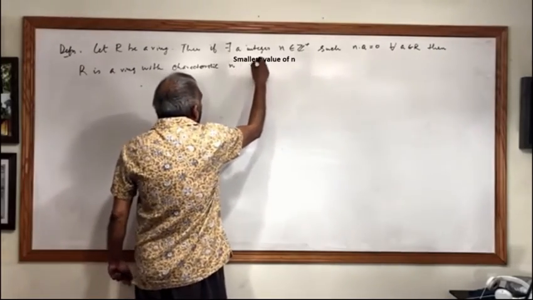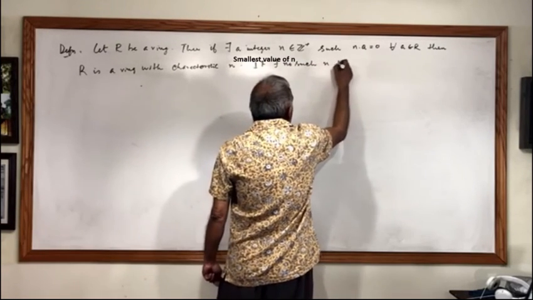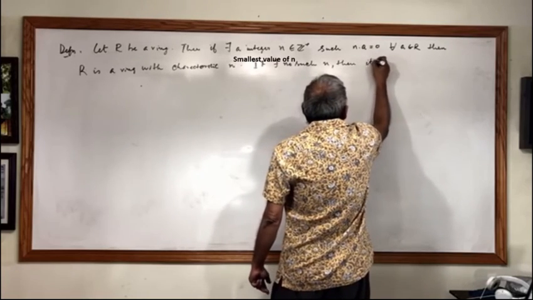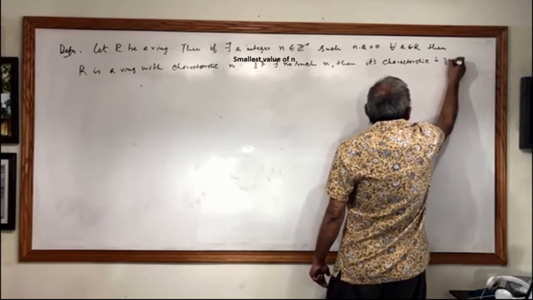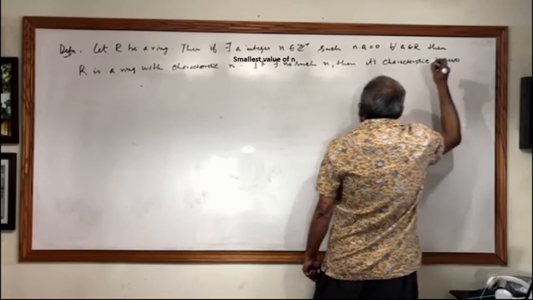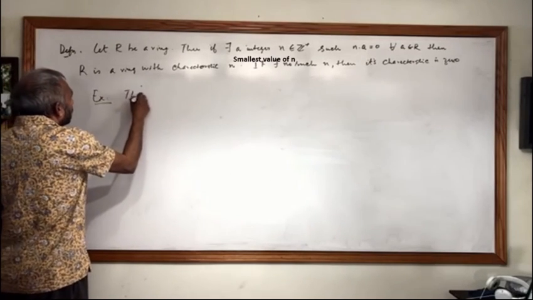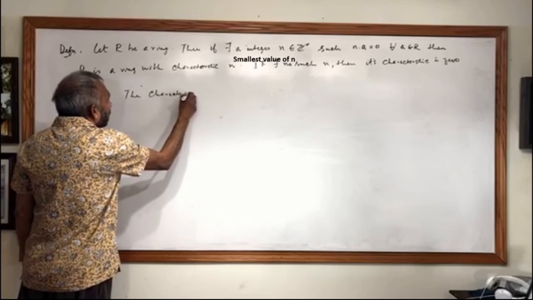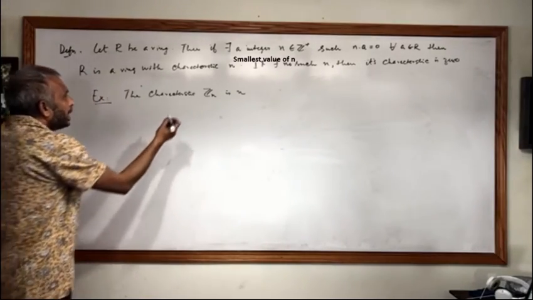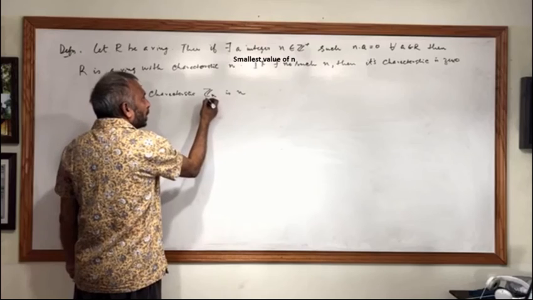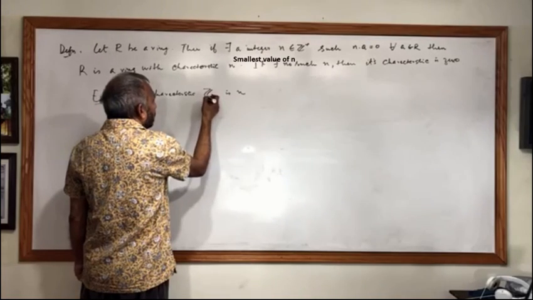If there exists no such n, then its characteristic is 0. Example: the characteristic of Zn is n, because if you take any element and add it n times, it will become 0, because the addition defined in Zn is addition modulo n.